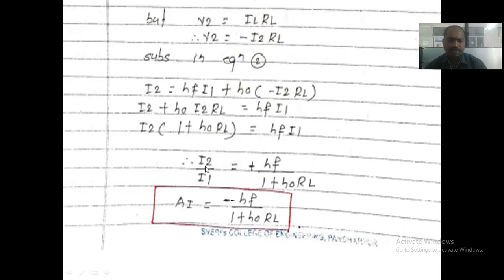So your equation is AI, this is nothing but the current gain, output current divided by input current, which is equal to plus HF actually. The minus minus came by mistake, so I thought of making it plus. So plus HF divided by 1 plus HO RL, this is the equation coming with respect to the current gain. Is this clear? Yes, sir. Okay, give the attendance.